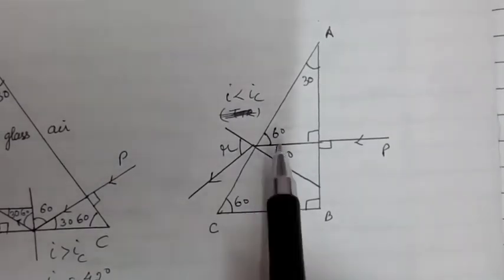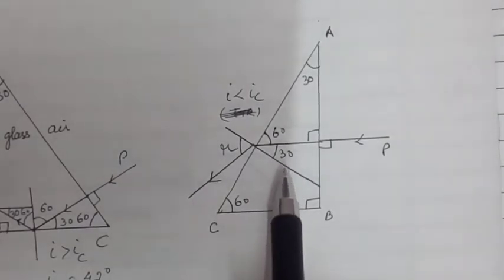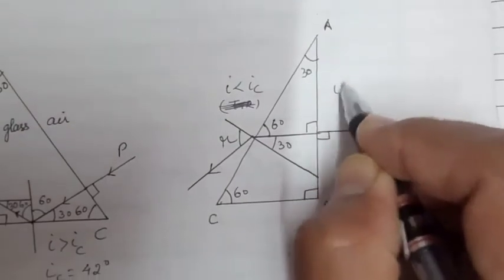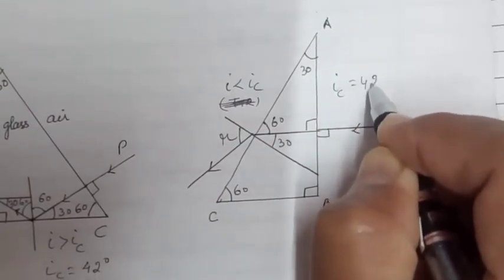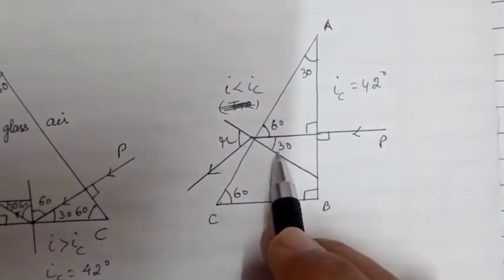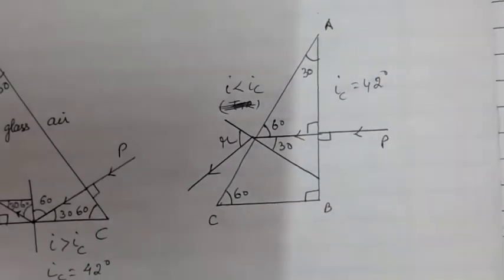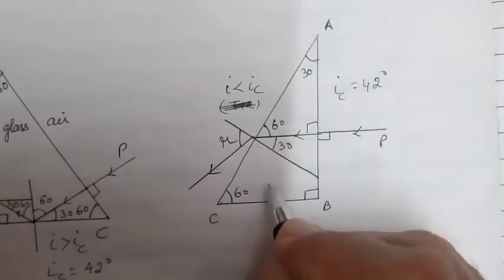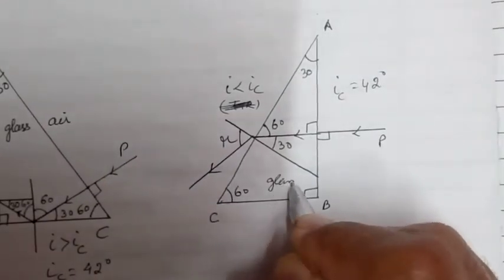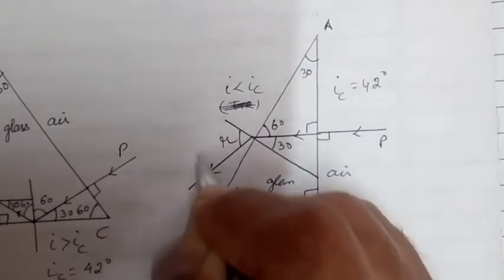Because angle of incidence is less than the critical angle. Critical angle is how much? 42. I critical is equal to 42 degrees. Here angle of incidence is less than the critical angle, 30 degrees. And therefore the ray will move out into the air. You could mark the media: glass, air and air.